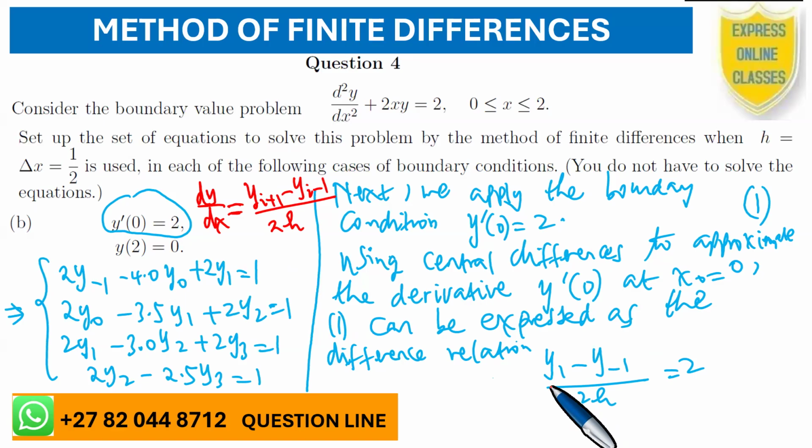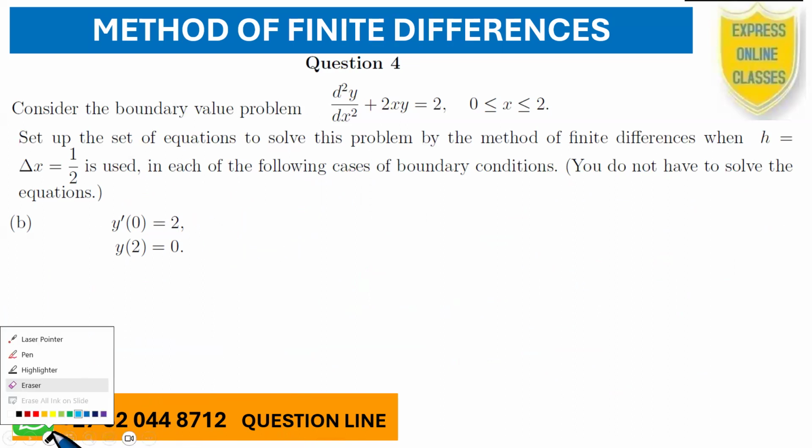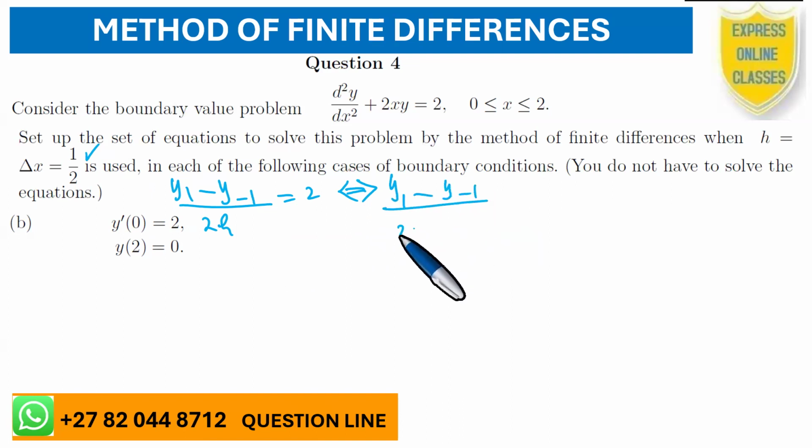So we have exactly that. And now when we then say, right, we then say y1 minus y minus 1 divided by 2h equals 2, with h equals 1/2. You would have divided by 2h equals 2. So you multiply here, and we have the following.